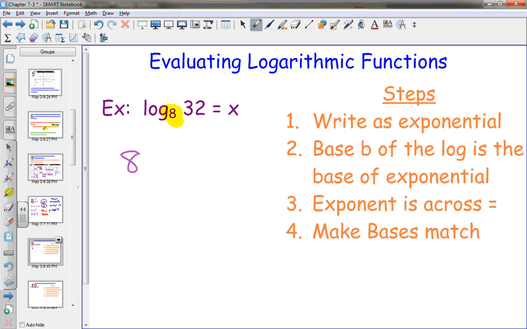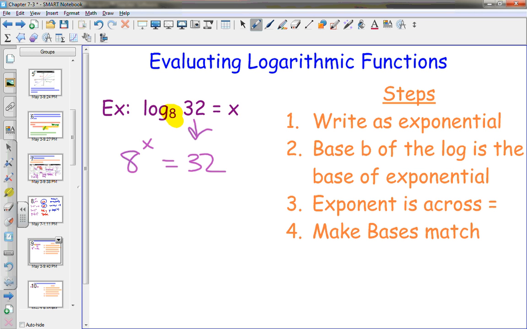That 8 becomes the base on your exponential function. So you're going to leave a little space and put an equal sign. And then the base b of the log is the base of the exponential. We talked about the exponent is across the equal sign. So what's across the equal sign? X. So that's what becomes the exponent on the 8. And then what is it equal to? We're going to drop down this 32. So 32 is what goes there.